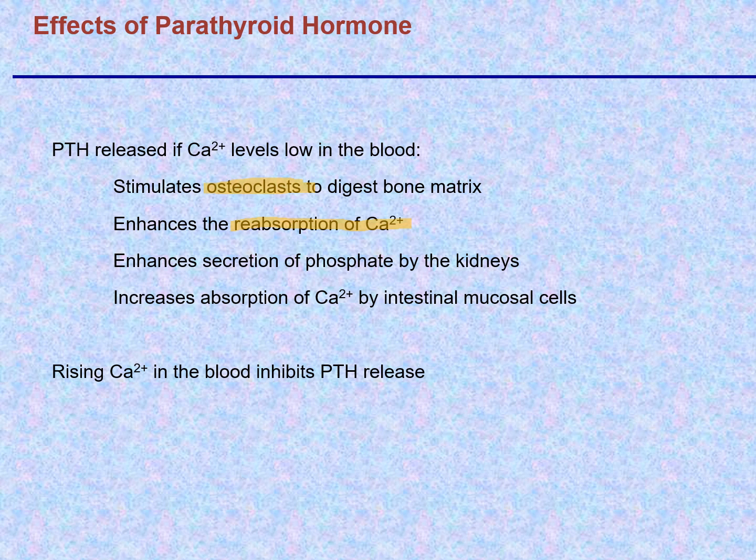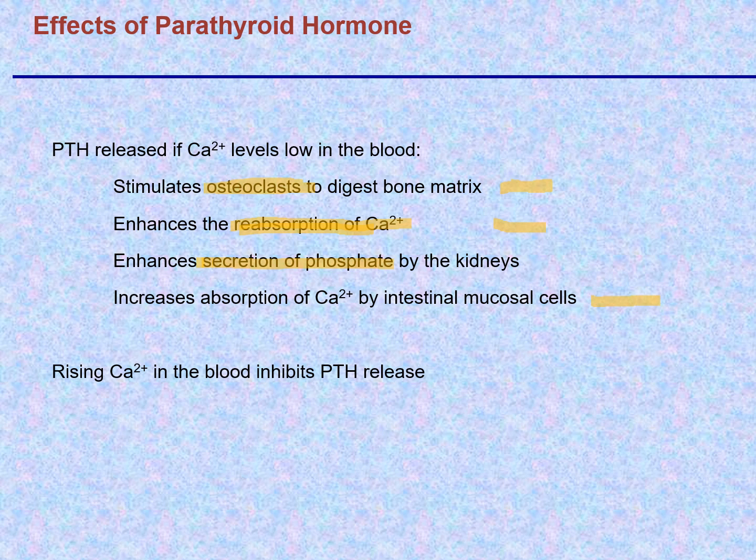It does have an effect. Often phosphate and calcium go in opposite directions. So with enhanced calcium reabsorption, you get increased secretion of phosphate. But the main thing is increased availability by osteoclast activity. So there's more calcium available from the skeleton, from the bones, and more calcium getting reabsorbed in the kidneys, and also more absorption of calcium from food material in the gastrointestinal tract.